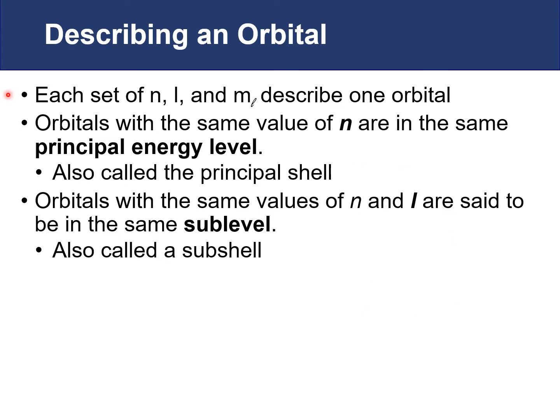Each set of the first 3 quantum numbers describes a particular orbital. The m sub S describes the electrons that we are putting into the orbitals. The orbitals with the same n value are said to be in the same principal energy level, also called the principal shell. Orbitals with the same values for n and L are said to be in the same sublevel, also called the same subshell.